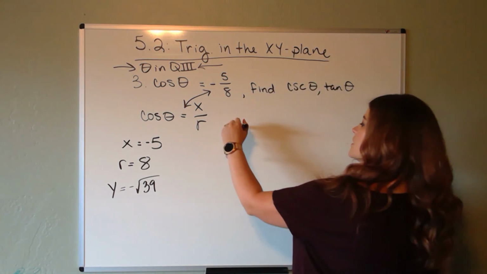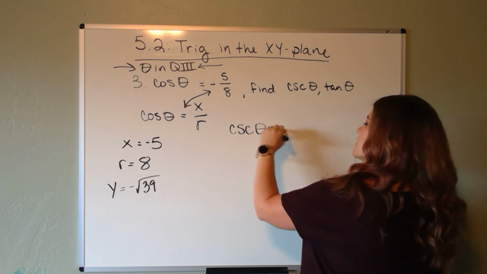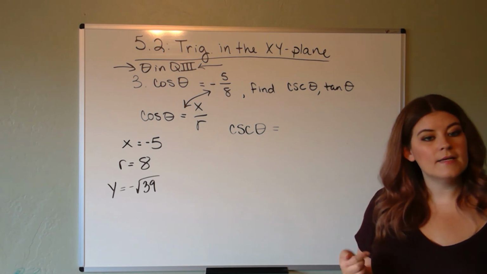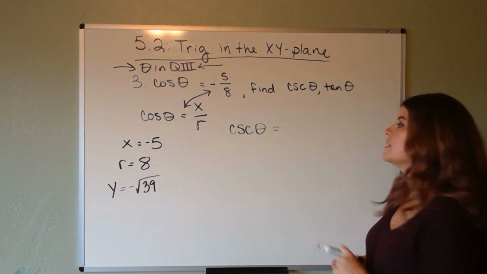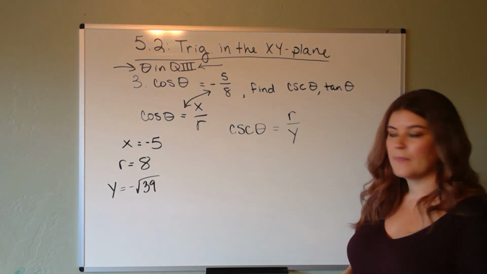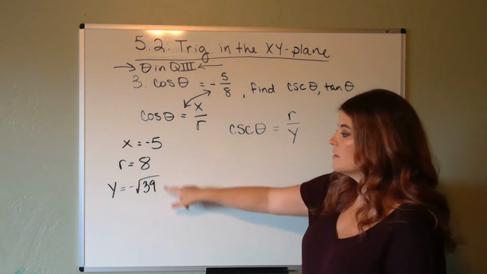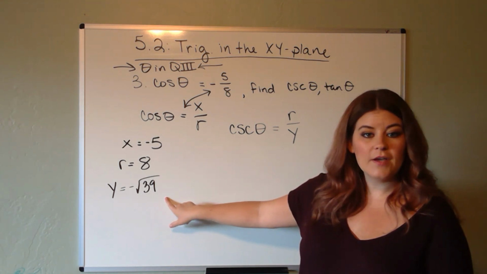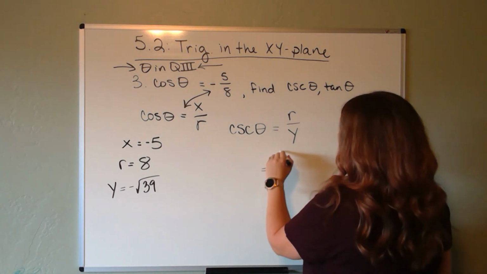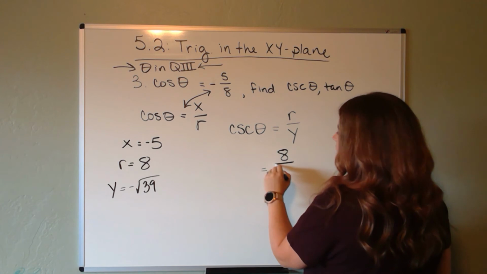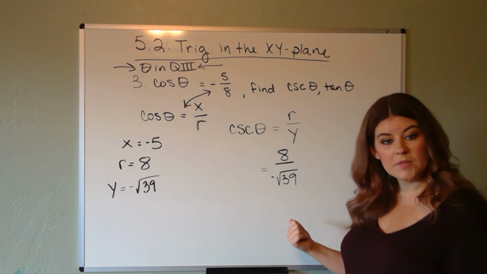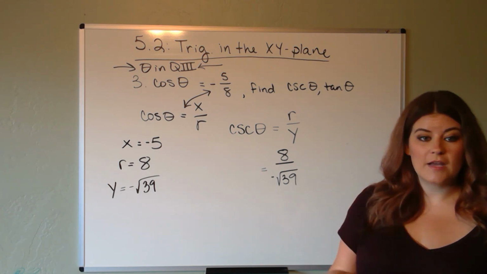Okay, so what we're looking for to begin with is cosecant. Remember, it's the reciprocal of sine. Sine is always y over r, so cosecant is r over y. I just found all three values, so I can just put them in here. So r over y. R is 8, and y is negative root 39. Remember, I can't just call it done here. I do have to rationalize.